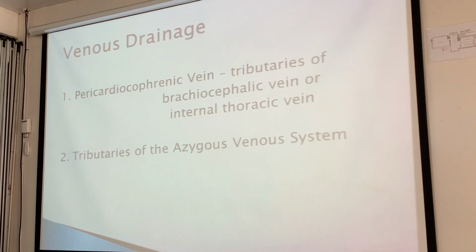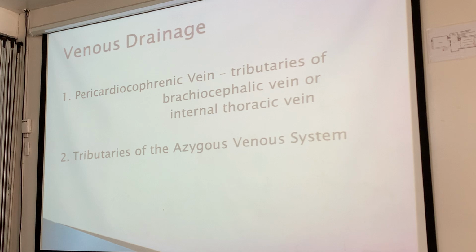Okay, for the venous drainage, same namesake, the pericardiophrenic vein. It directly drains to the brachiocephalic vein, either right or left, or the internal thoracic vein. Okay. And also they drain to the azygos, meaning more on the right side. Accessory hemiazygos on the left, azygos more on the right. Okay, so most of them drain to the right as far as the azygos is concerned.